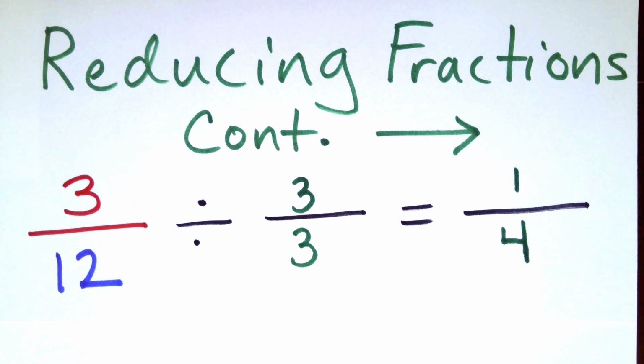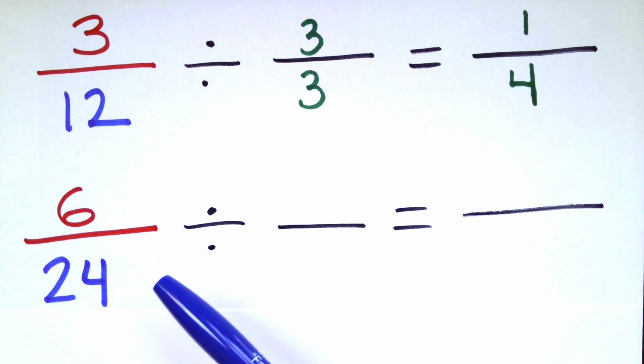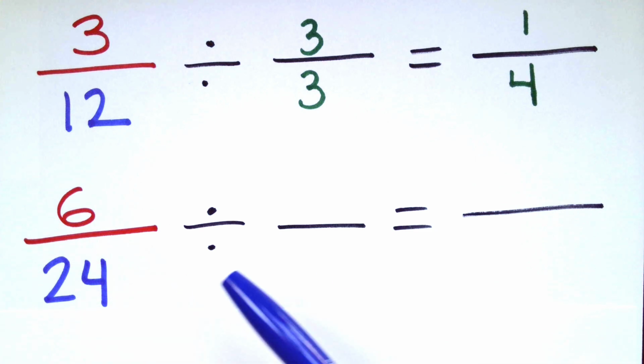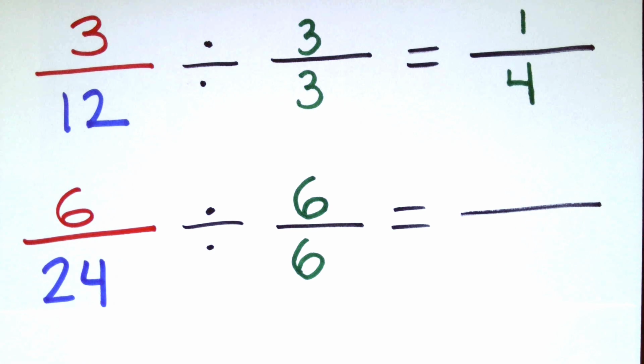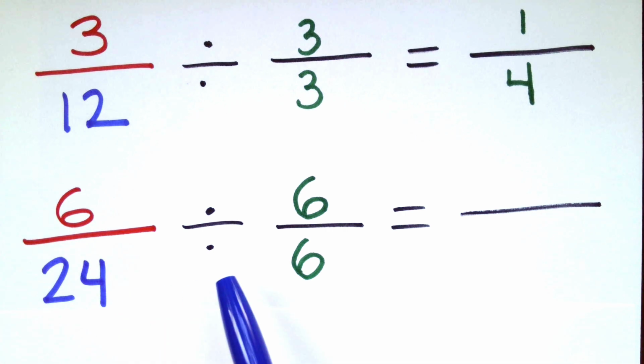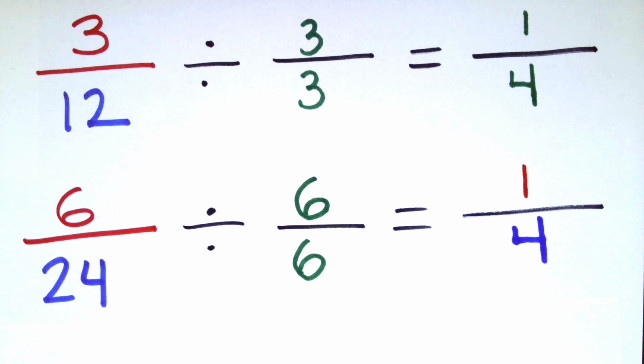Let's take a look at another example. Here's another example. We have 6/24. Is there a number that you can think of that will divide evenly into the top as well as the bottom part of this fraction? And if so, what is that number? If you said 6, right on. 6 will be divided evenly by 6, and 24 will be divided evenly by 6 as well, leaving no remainders. So 6 divided by 6 is 1. 24 divided by 6 is 4. We've reduced this fraction. 6/24 is equal to 1/4.